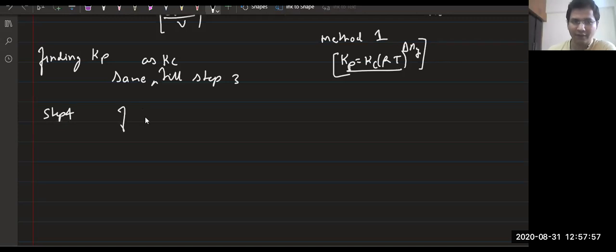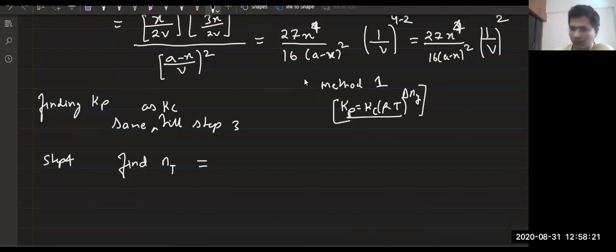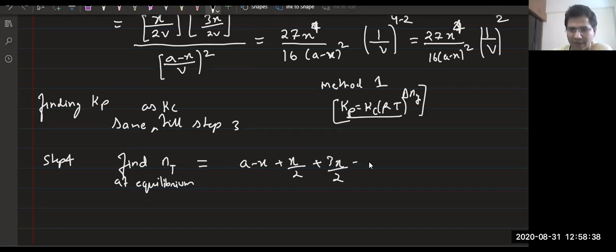find N total. What is N total at equilibrium? Total number of moles at equilibrium is A minus X plus X by 2 plus 3X by 2. Yes or no? So N total at equilibrium is A minus X plus X by 2 plus 3X by 2, which is equal to A plus X. Now there's one more thing which will be given: P total at equilibrium.